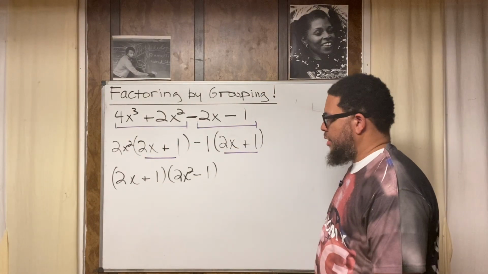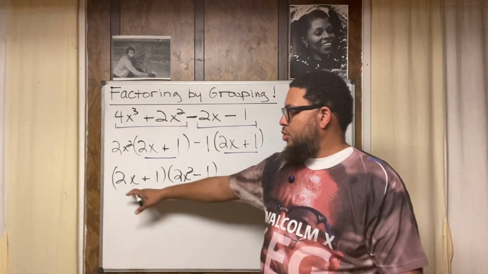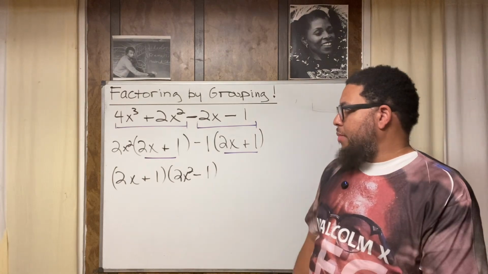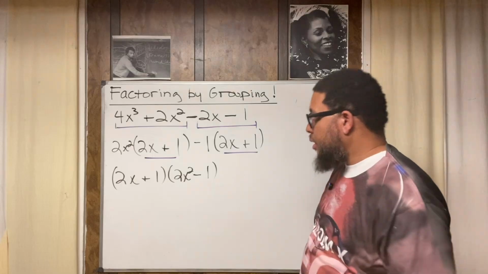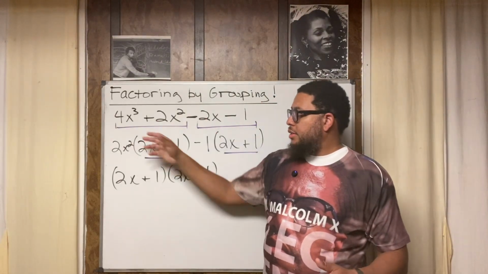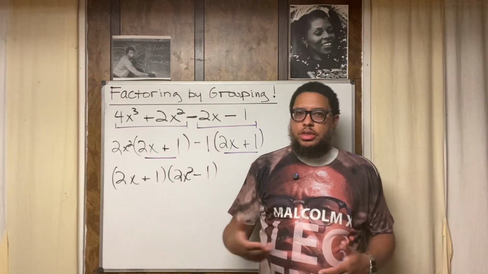All right? So now we're done. This is the final answer right here: 2x plus 1 times 2x squared minus 1. And that's factoring by grouping. So factoring by grouping, just make your two groups, right? And then basically you're just taking the GCF. Factoring by grouping is really just using the GCF method.